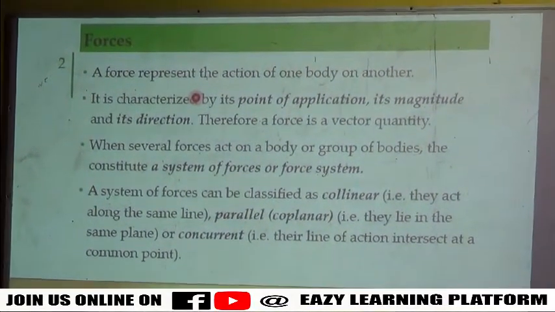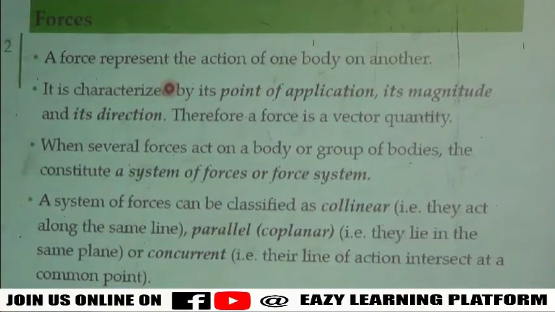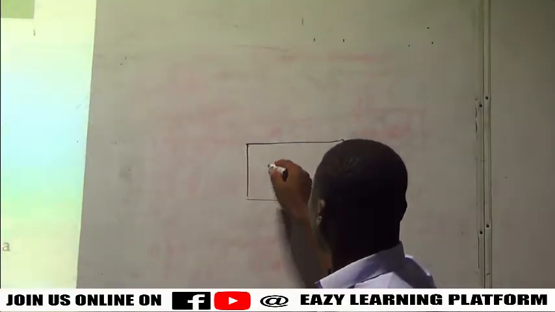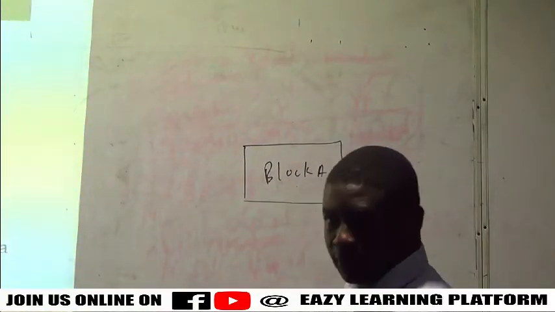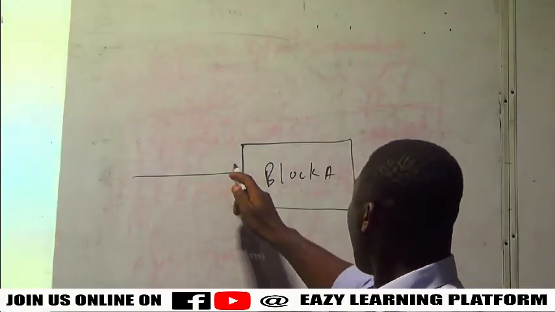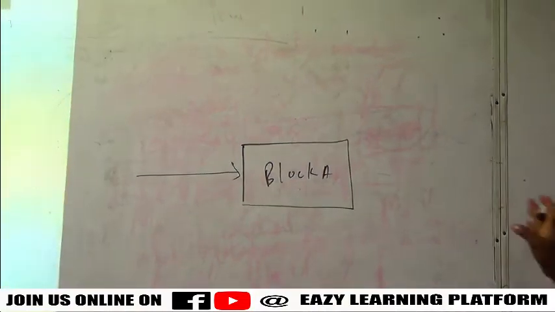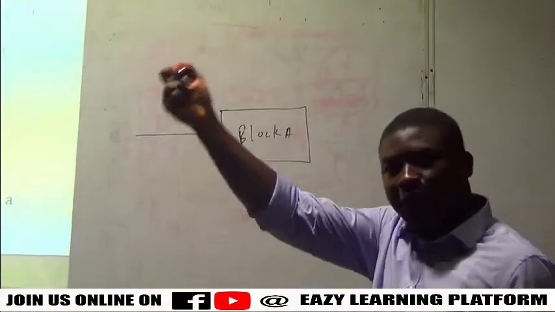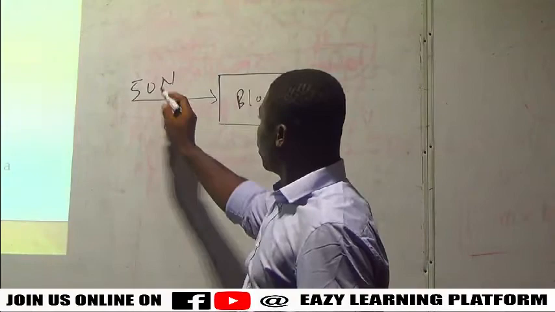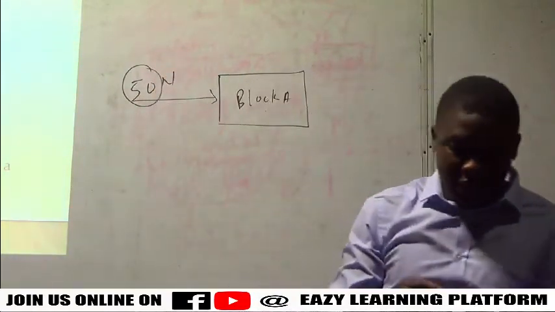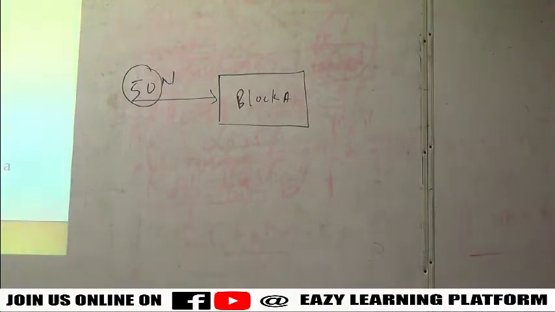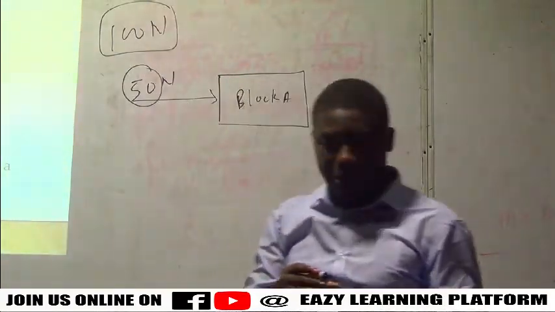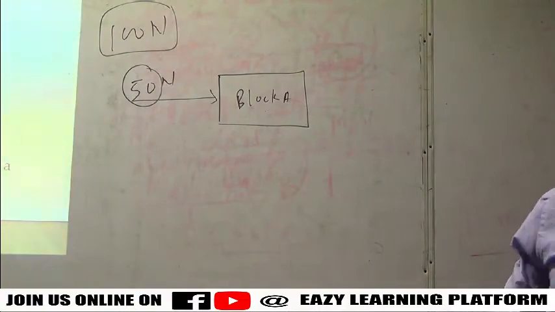Now, when we say a force has magnitude, it means that if this is a block A, and I want to move this block to the right, to my right, I need to apply a certain force of a certain magnitude, let's say 50 Newton. So this 50 Newton tells me the magnitude of the force I'm applying, probably 100 Newton. So I cannot talk about force without mentioning the magnitude of the force I am what?